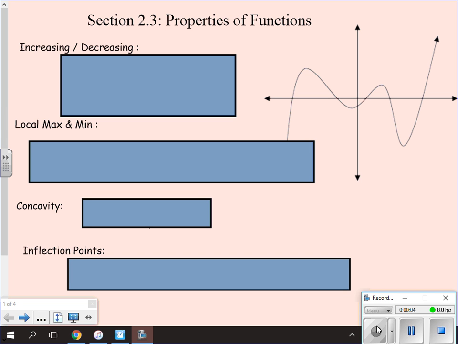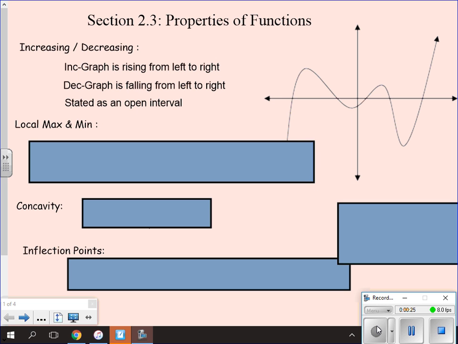Properties of functions. Okay, how functions work, the important parts about them, because a lot of what we're doing, we don't necessarily need to know everything that's going on, but we do need to know what the important parts are, where the important parts are. So that's kind of what we're dealing with here.